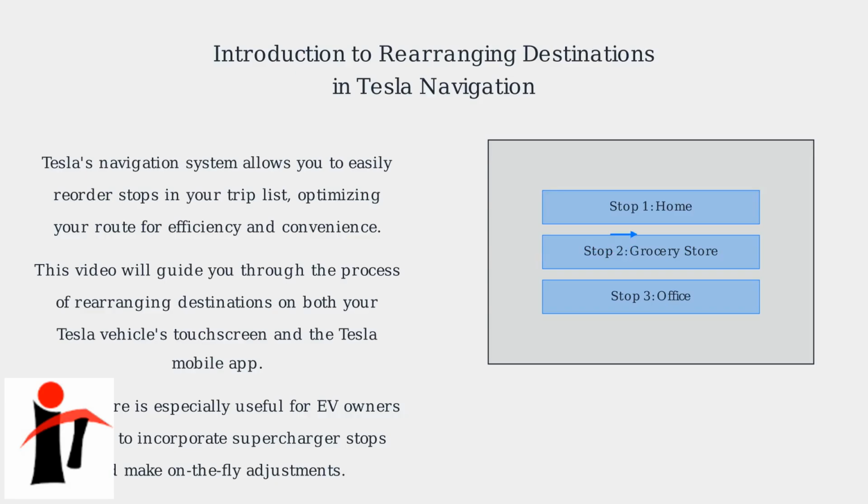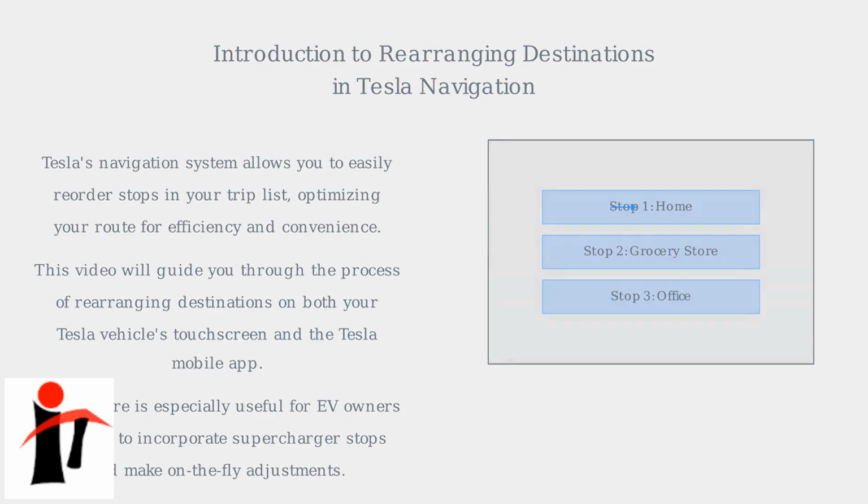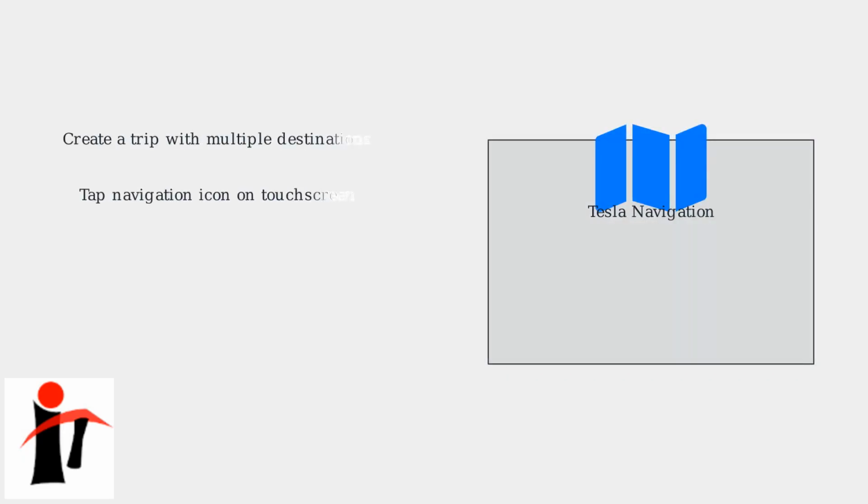As of 2025, Tesla has enhanced this functionality with AI-driven suggestions and voice command integration. To begin, create a trip with multiple destinations. In your Tesla, tap the navigation icon to view your current route.